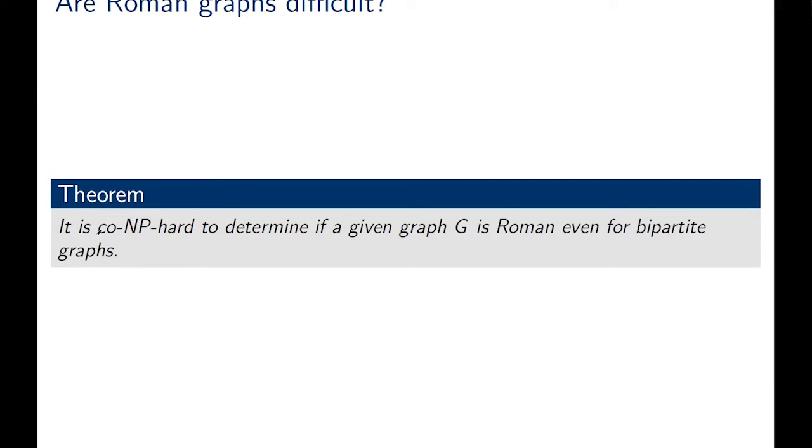Here co-NP hard means that it is NP hard to say if a graph is not Roman. The co says that it is NP hard for negating this statement here, so it's not Roman. I will show you a sketch of the proof of this theorem.